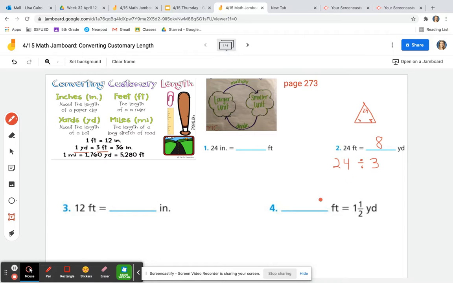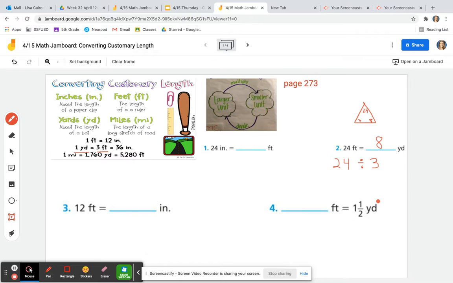Okay, is that in your book? Great. Let's skip over to number 4. We have blank feet equals 1.5 yards. This is set up a little differently, especially from what we were doing when we were working with metric units. They switched up the order.